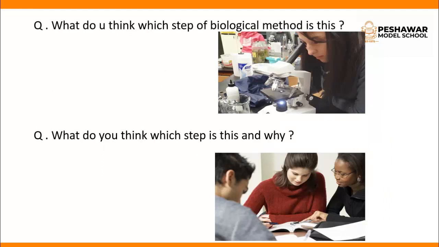Now, after listening to the lecture, dear students, there are 2 questions. You have to solve the questions. Question number 1 is, what do you think, which step of biological method is this? Beneath this question there is a picture given. Look at this picture carefully and tell me which step of biological method is this. Question number 2 is, what do you think, which step is this and why? Beneath the question there is a picture of few students who are doing their biological steps of biological problem. So look at the picture and tell me which step of biological method is this and why.